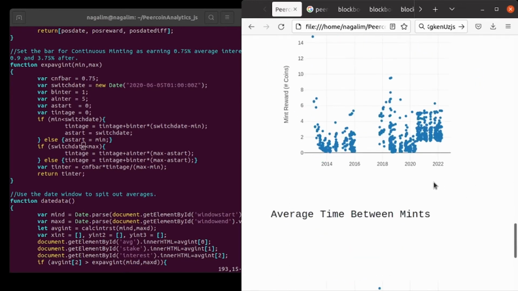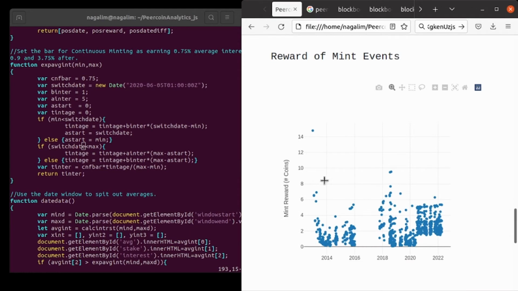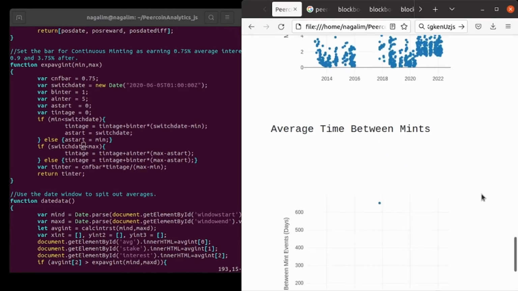So this is the reward of their mint events. I like this one because it usually shows this kind of fall as they start to split. So this is about trying to see the splitting.